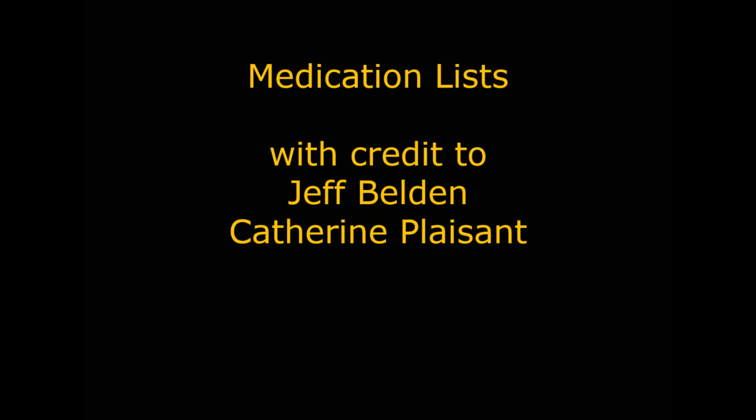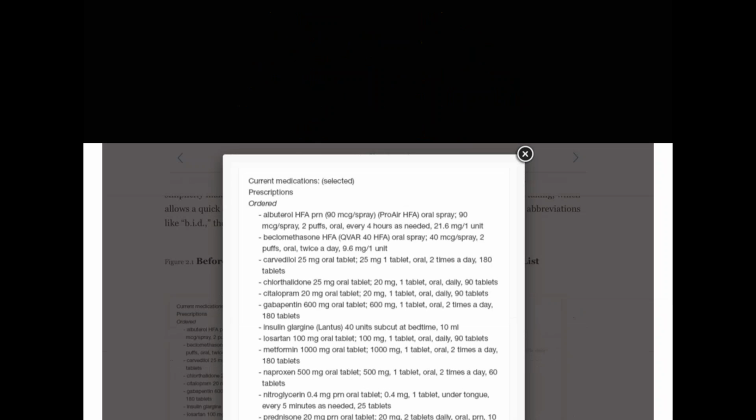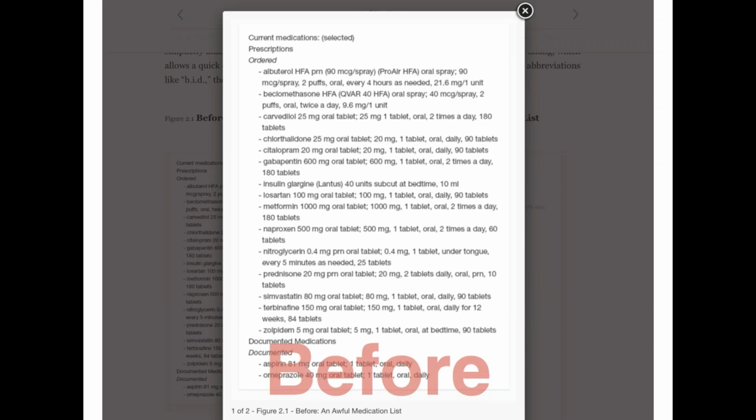And so it is really easy to make people mess up if you provide them with information in the wrong way. So I want to look a little bit at medication lists and want to give credit to Jeff Belden and Catherine Plaisant. Jeff Belden is here in family medicine, and Catherine Plaisant is at the University of Maryland, and she's a human-computer interaction scientist. So this is a medication list in a progress note. This is what it looks like, and you can see that it's really difficult to read and get the essence of what the patient is on.